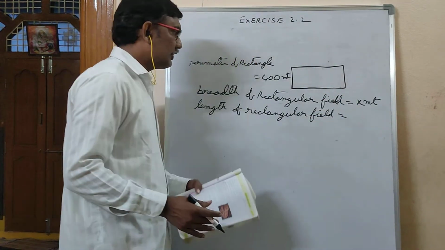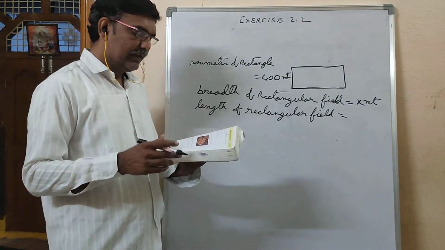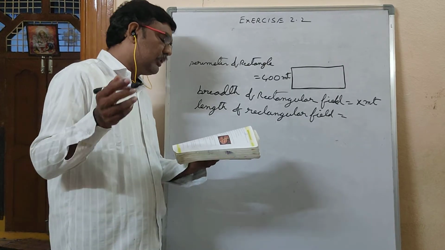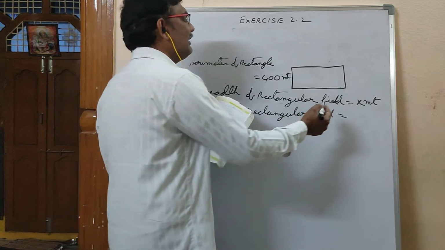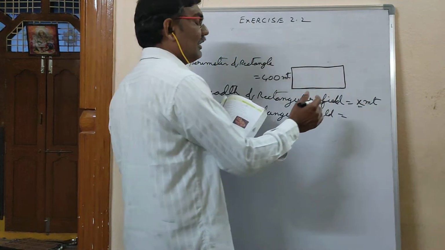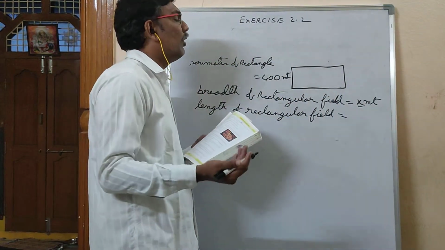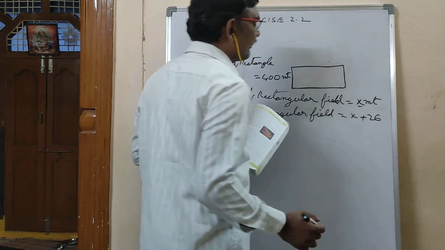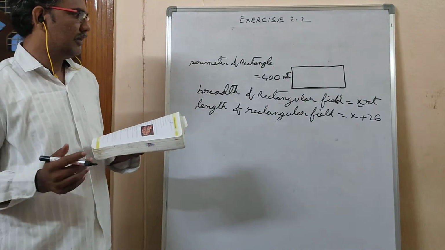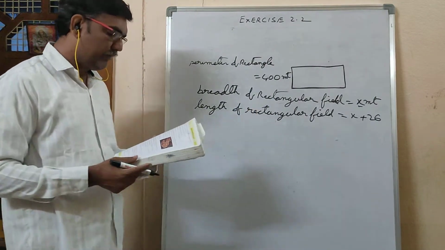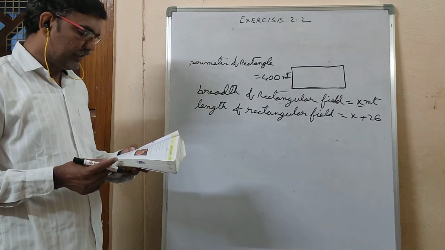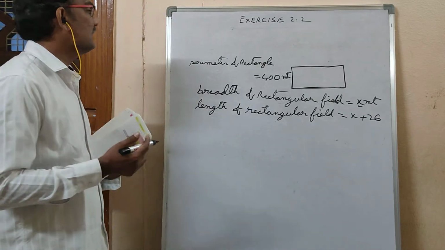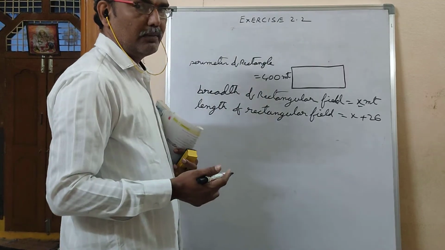Now read the question perfectly. What he said here: the length of the field is 26 meters more than the breadth. Breadth, how much is it there? For the breadth, 26 meters more. More means you should do addition. x plus 26 is the length of the rectangular field. Next, what he is asking: calculate the length and breadth of the field.